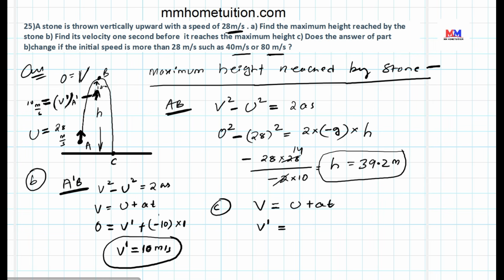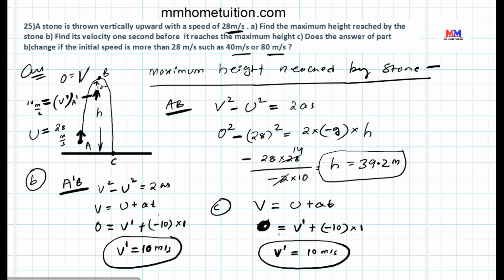At the highest point, V is 0. So we have to find the speed V dash. Here A equals minus 10. T equals how much? T equals 1 second. So V dash equals how much? Minus 10 into 1, so this is 10 meters per second. V dash equals 10 meters per second.